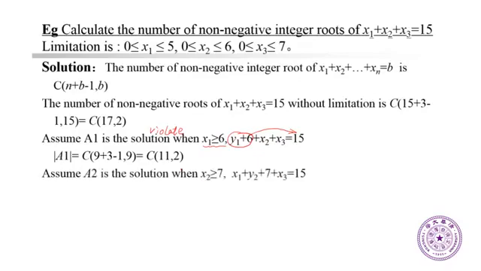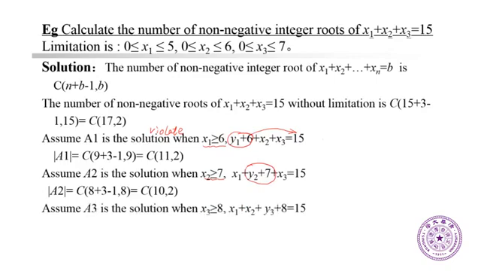Similarly, we do the same thing for the second restriction. If it's violated, it implies that x2 is no less than 7. We could still let A2 denote the set of solutions in which x2 is larger than or equal to 7. Now we use y2 plus 7 to substitute x2, so x1 plus y2 plus x3 should be 15 minus 7. The number of its non-negative integer solutions is C(8 plus 3 minus 1, 8), equal to C(10, 2).